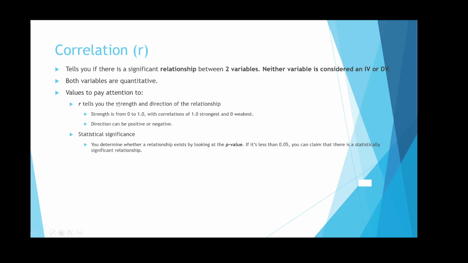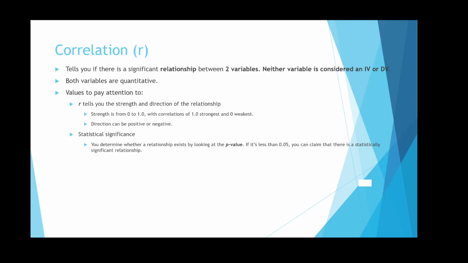Now let's talk about the direction. So the strength is just the number, 0 to 1. The direction is the positive or negative sign. So a negative correlation, that means that if one variable is increasing, the other one is decreasing. So for instance, number of alcoholic beverages you had the night before an exam and your exam grade. That would probably be a negative relationship.